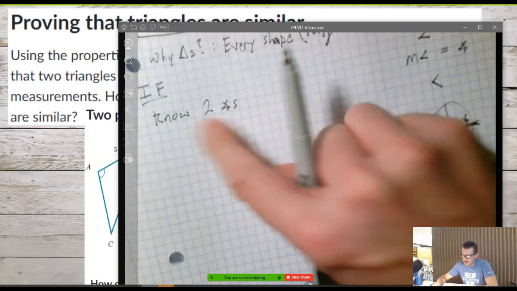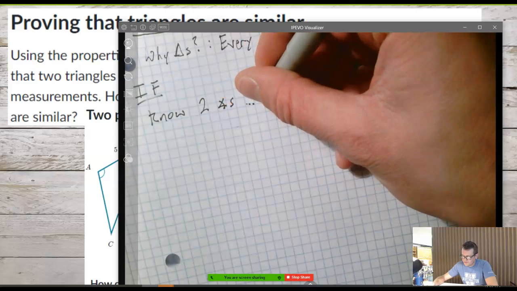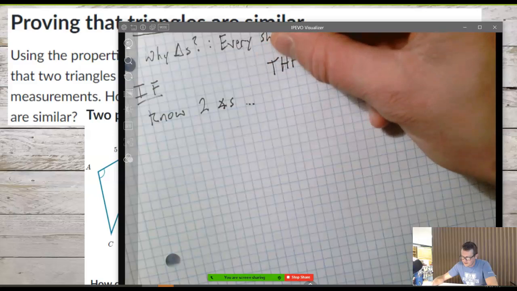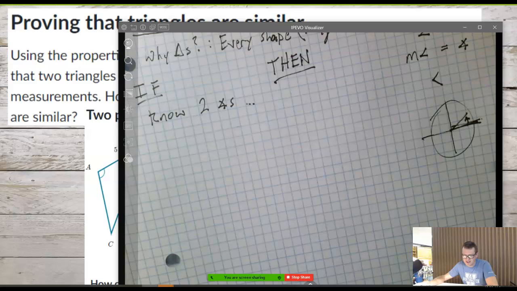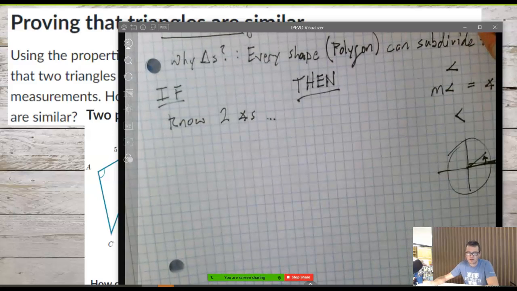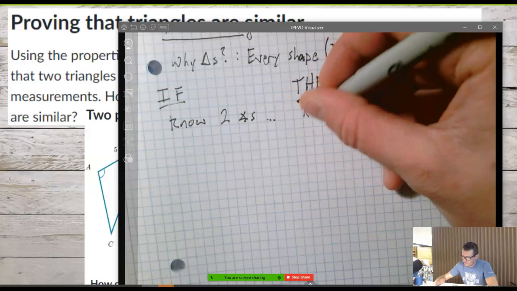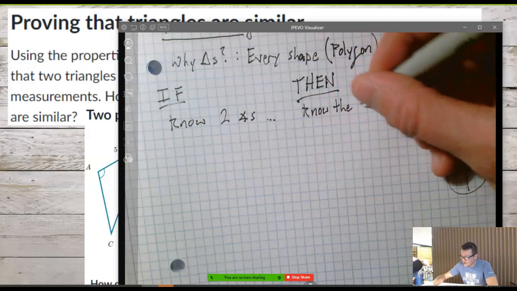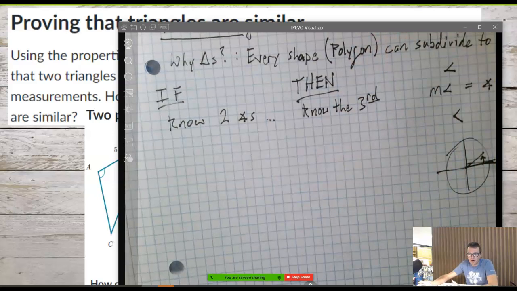So if we know 2 angles, what did Avi say? I think it was Avi. If we know 2 angles, then we know the third. If we know 2 angles, we really know all of them.